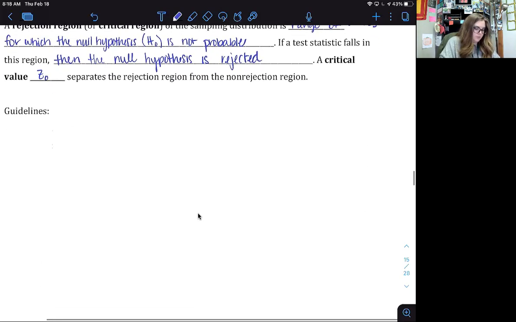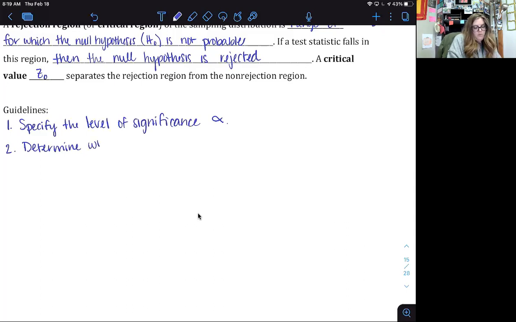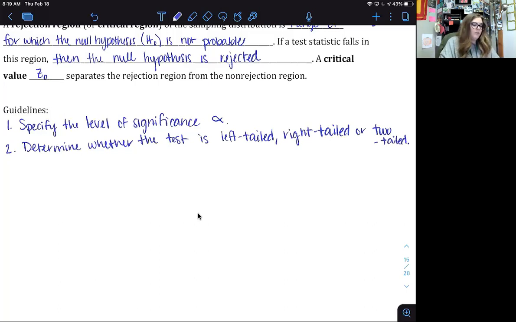So we have a couple of guidelines or steps. First thing is we want to specify the level of significance, alpha. Second, we're going to determine whether the test is left-tailed, right-tailed, or two-tailed. And remember, that's determined based off your alternative hypothesis.